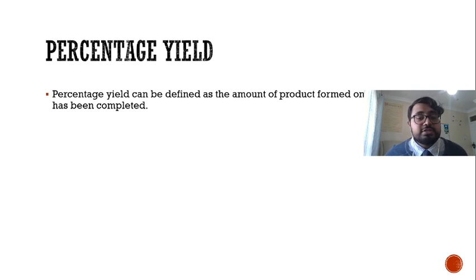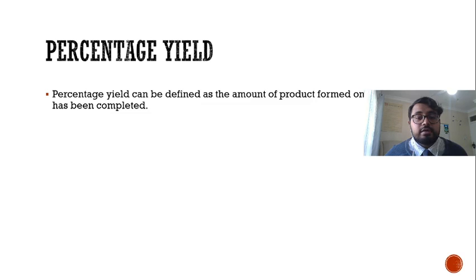Okay, so percentage yield, I think, is the most important of the three, because sometimes when you're doing chemical reactions in the lab, you calculate how much mass you're supposed to get, but it turns out that you get less or you get more. So it's important to know that percentage, whether it's below 100% or whether it's above 100%, or ideally whether it should be 100%.